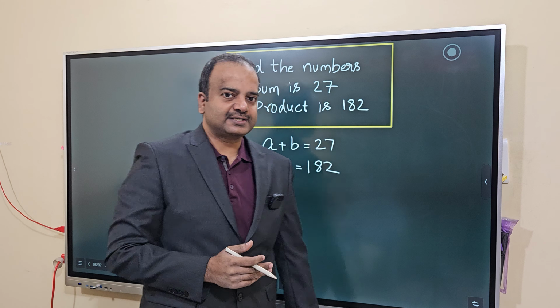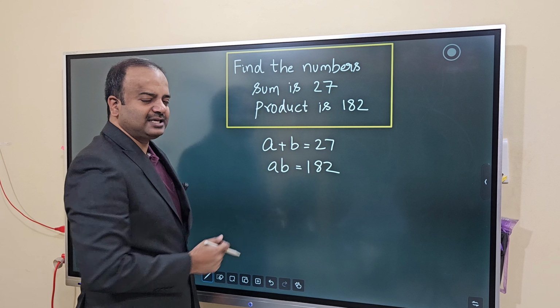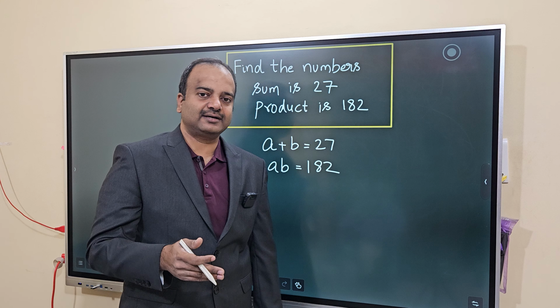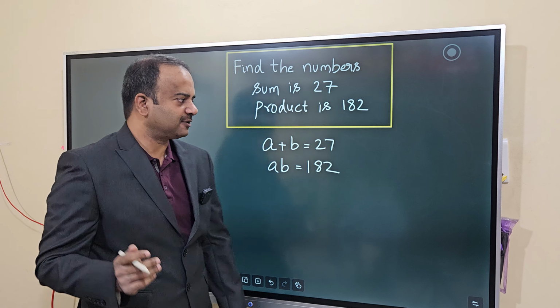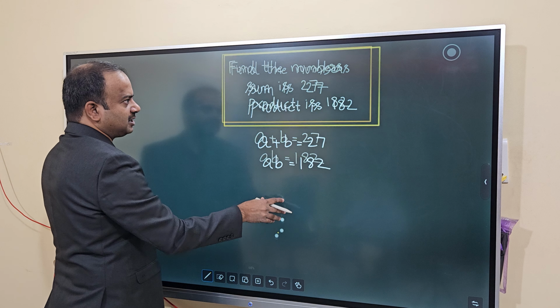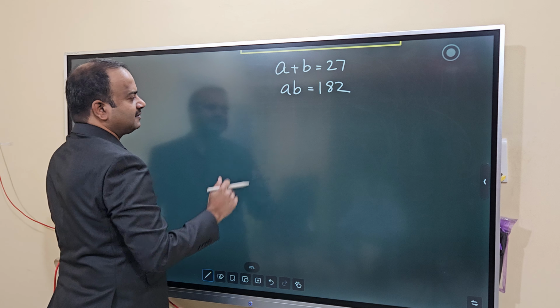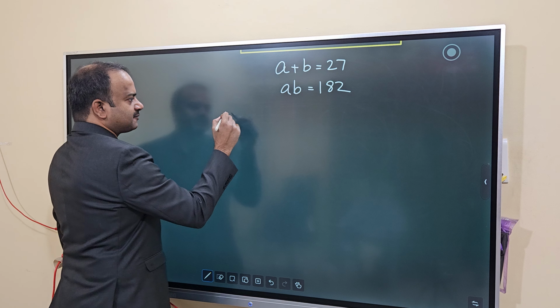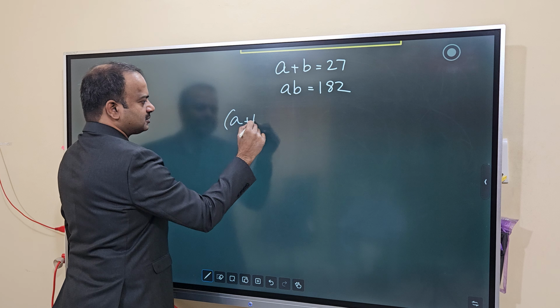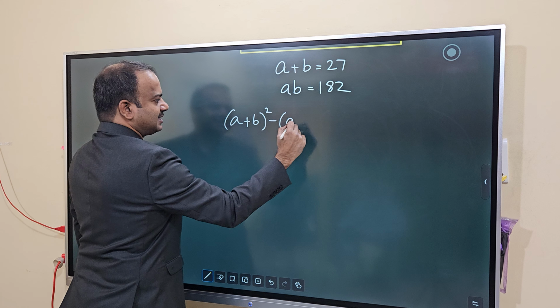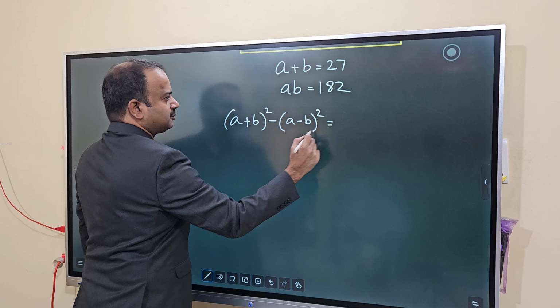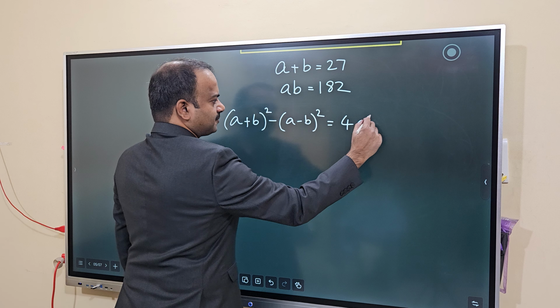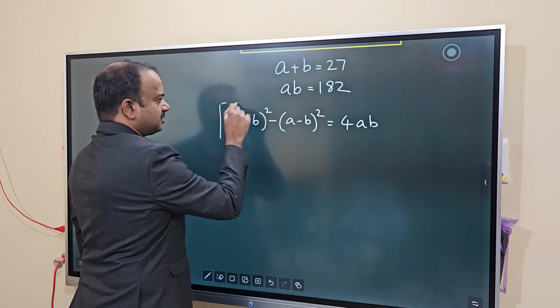Now to do this, I think if we can find a minus b, we can easily cancel b and we can find a and b values. To do that, I'm going to use a formula: a plus b whole square minus a minus b whole square is equal to 4ab. So I'll be using this formula. All of you know it.